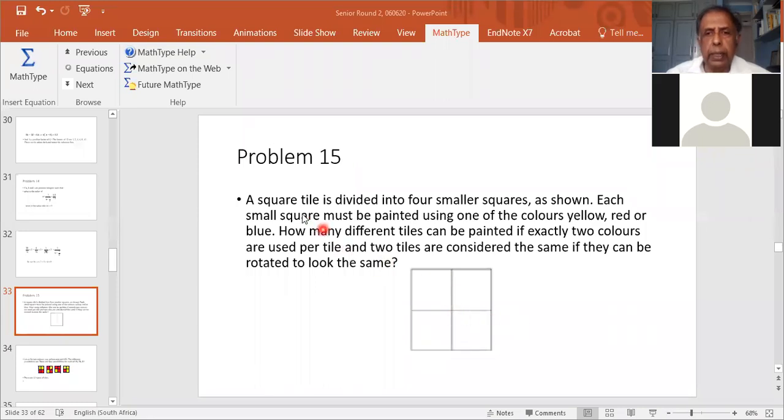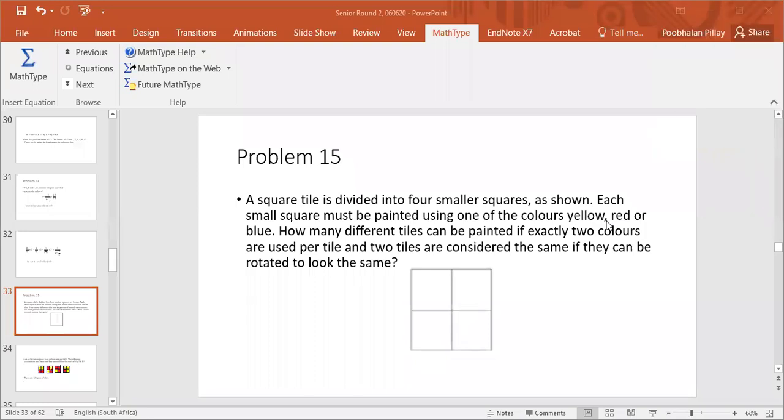Each small square must be painted using the colors yellow, red, or blue. So you got 3 colors. You're painting this tile here. So how many different tiles can be painted if exactly 2 colors are used? So you want to use only 2 colors. And how many ways can you paint this tile?